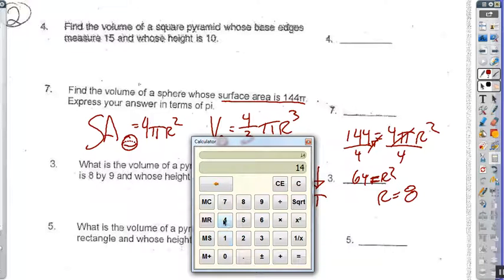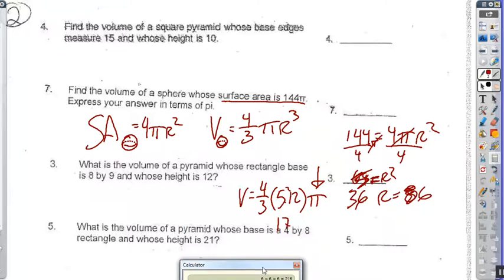So 144 divided by 4. Oh, it's 36. Sorry, I didn't mean to swear. So we have 36. So 36 is equal to r squared, so our radius is 6. That's going to make more sense. So 6 times 6 times 6 is 216. Just proving it here.